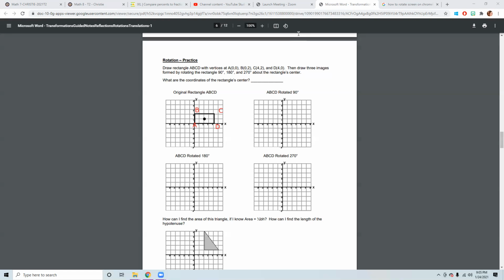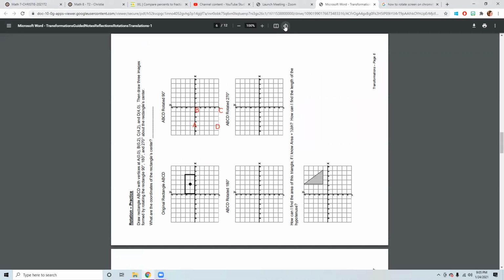If I rotate this 90 degrees, because that's what I'm finding, what I'm going to do is turn my paper 90 degrees. So this is me turning my paper 90 degrees. And I'm going to move these labels because they did not move with my paper. So A is there, B is there, C was there, and D is right there. This is exactly what you should be drawing on this one right here.